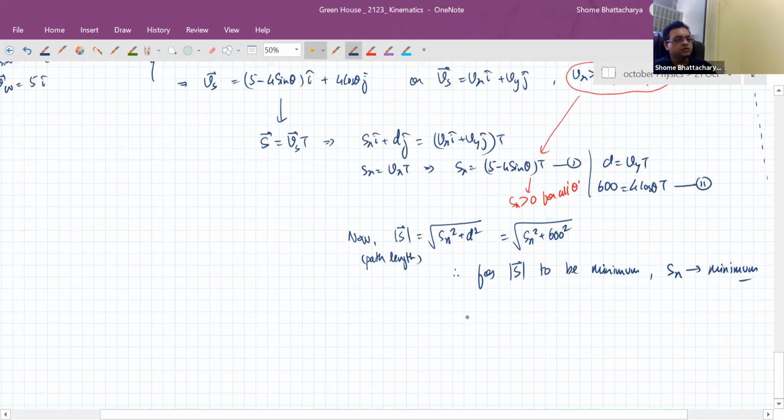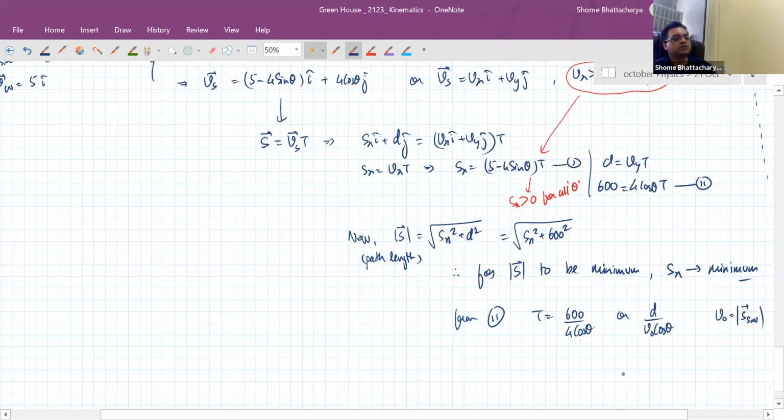So from equation 2 above, we can see the time can be written as 600 divided by v cos theta. Or if I write it parametrically, it is d divided by v naught cos theta, where v naught is the magnitude of the swimmer's relative velocity. So substitute this in equation 1. So we're getting the x component of displacement as 5 minus 4 sine theta into 600 divided by 4 cos theta.